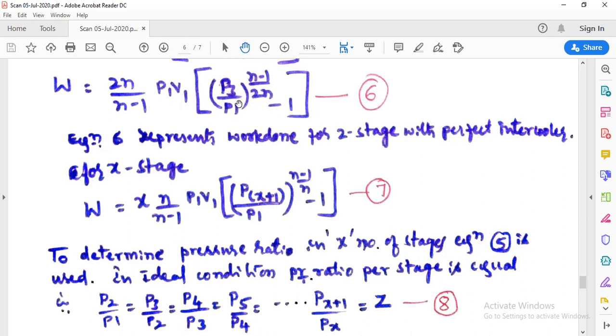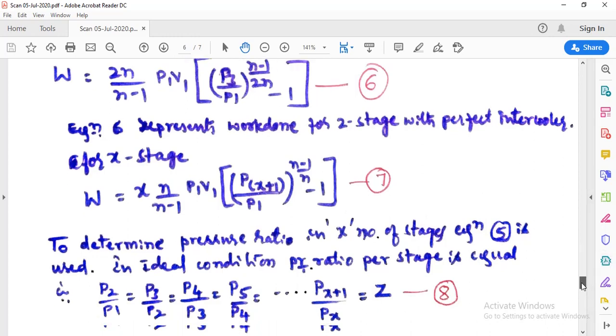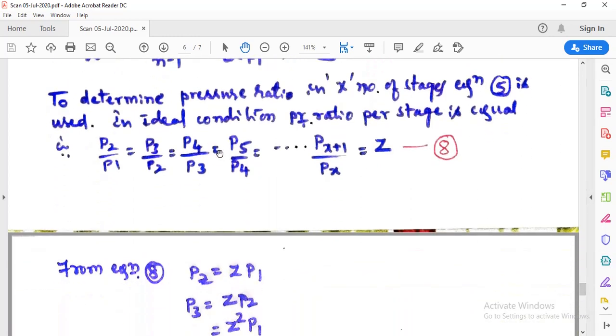Hence, for x number of stages, we can write x into n divided by n minus 1 P1 V1 into, so here, P of x plus 1 divided by P1 whole to the power of n minus 1 divided by 2n. Sorry, I have not written the 2 here, so please make the correction. It is 2n. n minus 1 divided by 2n, minus 1. So we can determine the pressure ratio in x number of stages.